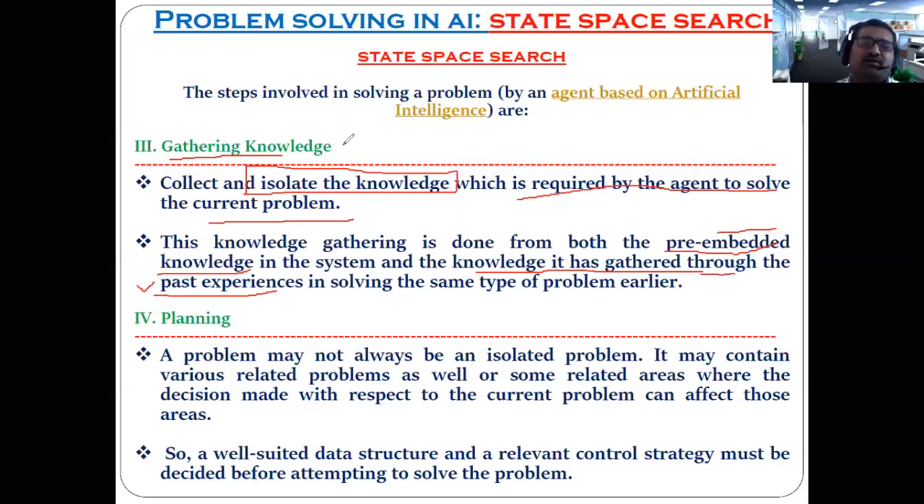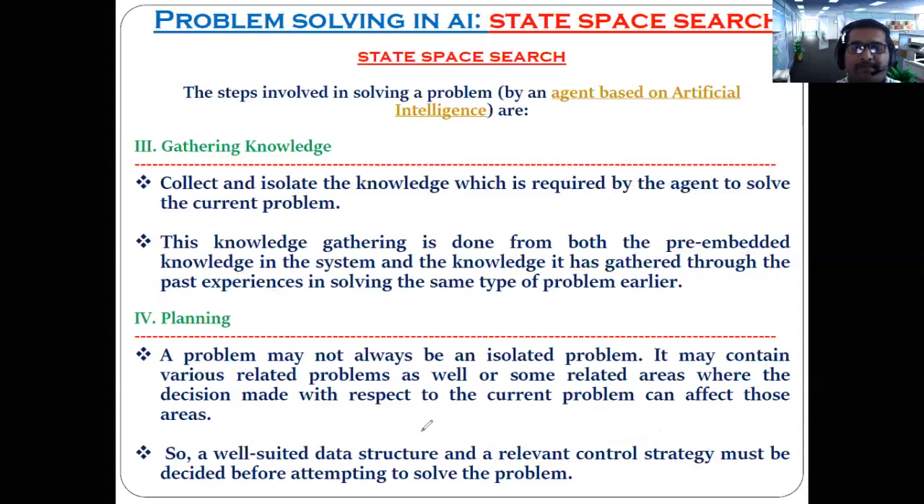Yes, sir. Gathering the knowledge. Next is the planning. Planning is also referred to as the relevant control strategy. Here I have written, the problem may not always be an isolated problem. Isolated in the sense that the problem cannot be a single problem only. Within that problem, there might be another problem also. Correct or not? So, according to the problems the agent is trying to solve, he has to make some planning. That planning is nothing but making some control strategies.